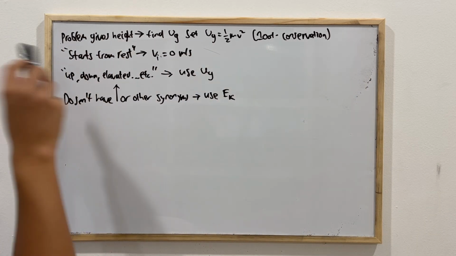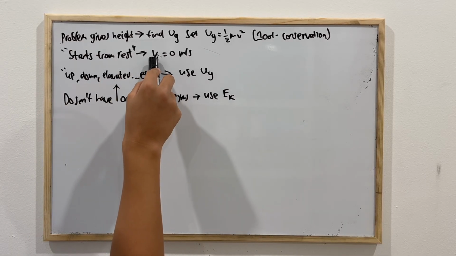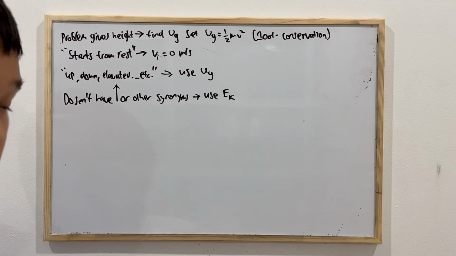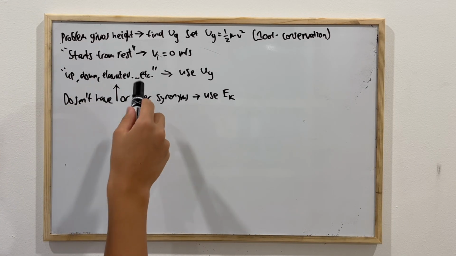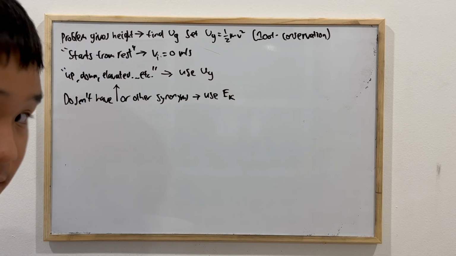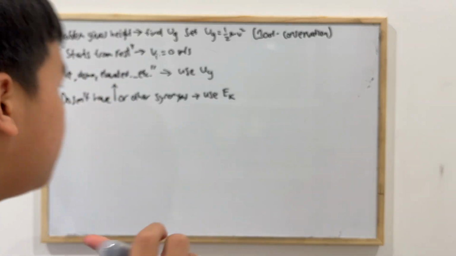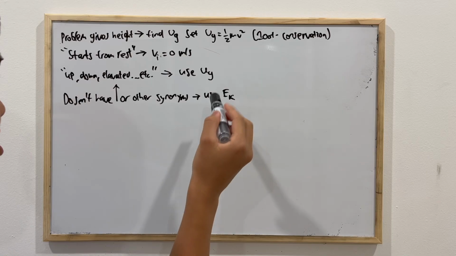The words start from rest, or initially at rest, just mean the initial velocity is 0, so you just cancel that out when you're calculating the change in kinetic energy. With the words up, down, elevated, or any other synonyms, use the gravitational potential energy, because that's synonymous with height. And if it doesn't have any of these words or any of the synonyms, just use kinetic energy.